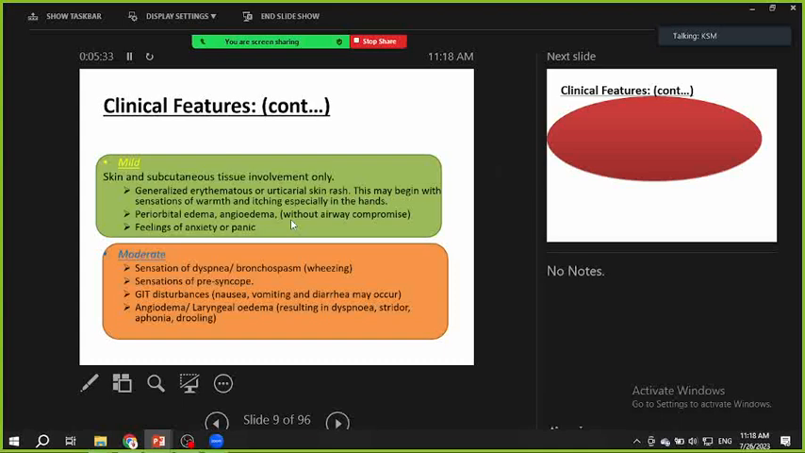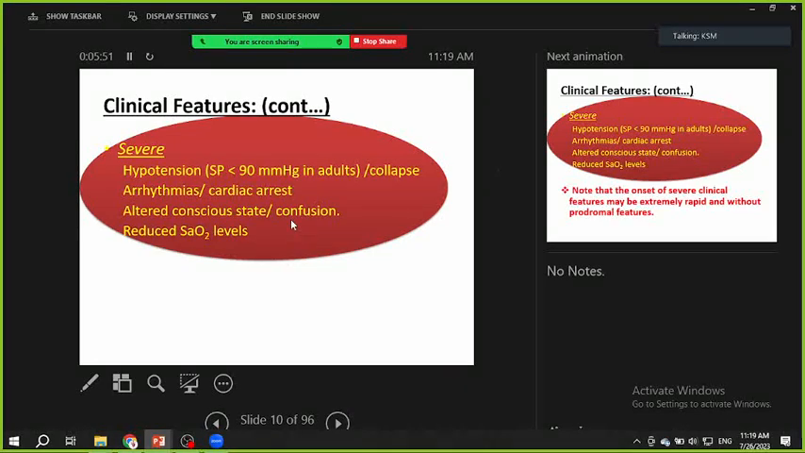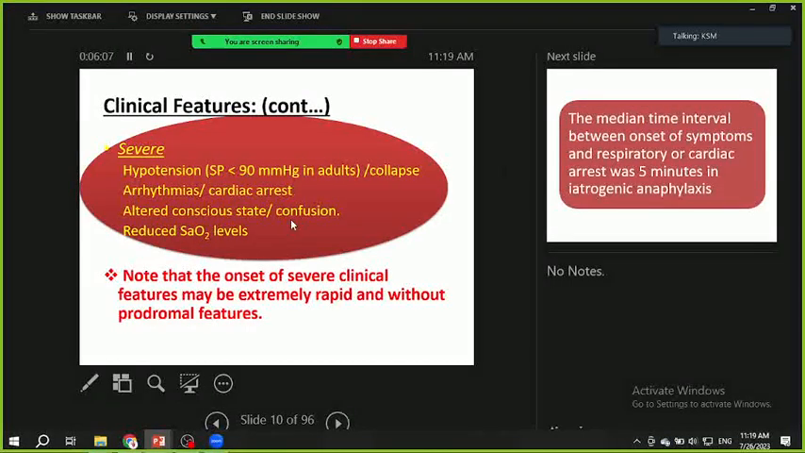In the moderate form, they get a sensation of dyspnea, bronchospasm, and pre-syncope, and GI disturbances like nausea, vomiting, and diarrhea may occur. They may develop angioedema resulting in stridor. In the severe form, they develop hypotension, systolic blood pressure less than 90 in an adult, and they might have a collapse, arrhythmia, cardiac arrest, altered level of consciousness, and confusion.